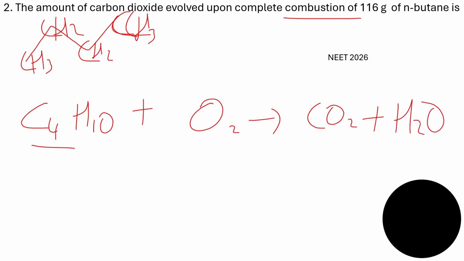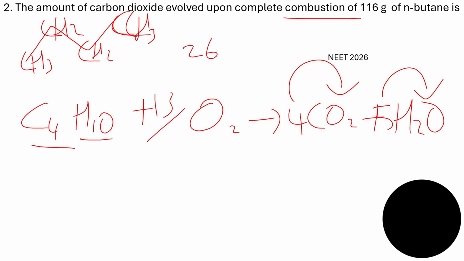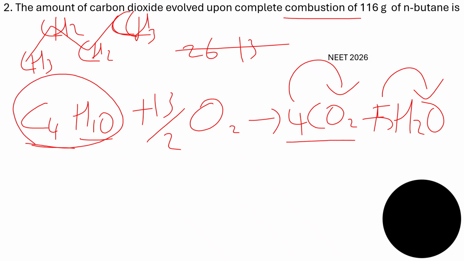There are 4 carbons, so 4 carbon dioxide. There are 10 hydrogens, so 5 H2O. Here 5 oxygen, here 8 oxygen. 5 plus 8 is 13. So 13 oxygen atoms, which means 13 by 2 O2. One mole of n-butane reacts with oxygen to give 4 moles of carbon dioxide.